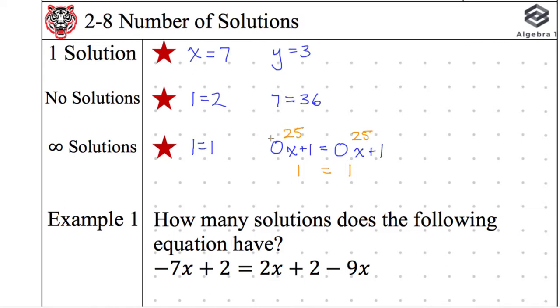Let's choose another number. 21. 21 times 0 is 0, plus 1 is 1. 21 times 0 is 0, plus 1 is 1. No matter what number I plug in, I will always get 1 equal to 1, which is a true equation. That means I have an infinite number of answers. I could choose 21, I can choose 25, I can choose 379. All of those are answers because there are an infinite number of answers.